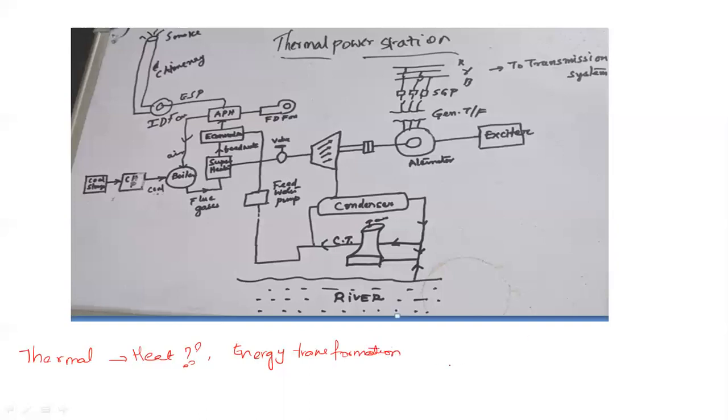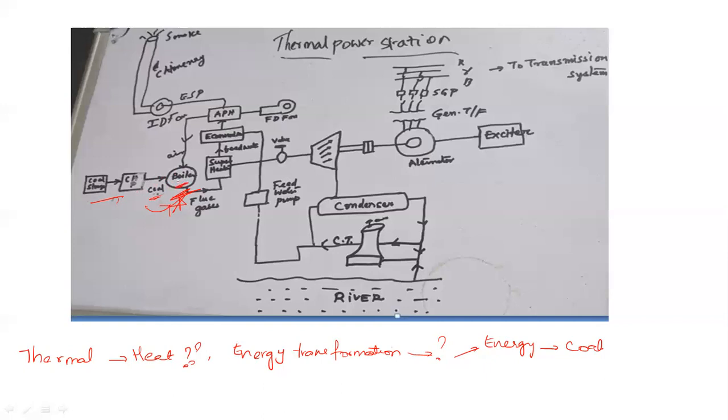So what is the energy transformation? First, what is the energy hidden in the coal? Coal is burnt in the boilers as shown here. That means you have to take the coal from the coal storage plant to the coal landing plant, then to the boiler. So here the chemical energy hidden in the coal is converted into heat energy in the boiler.